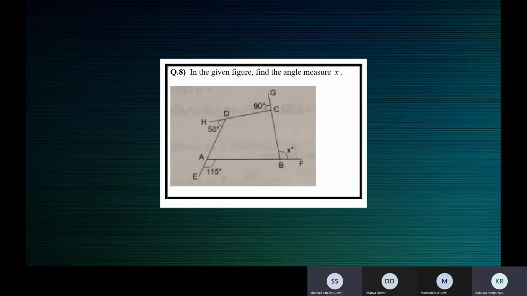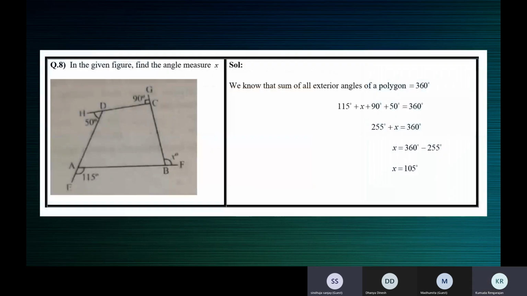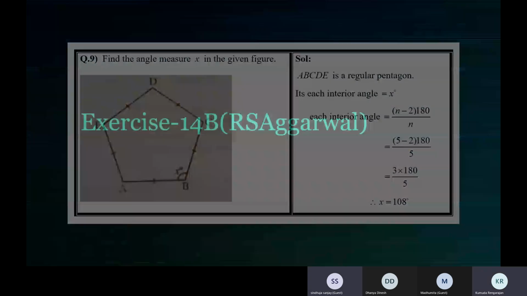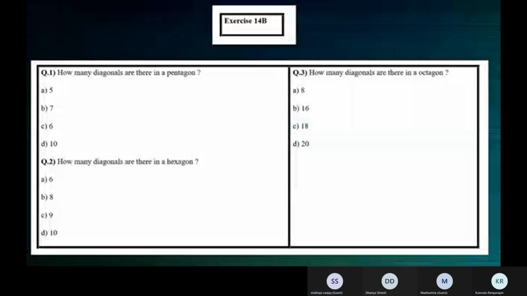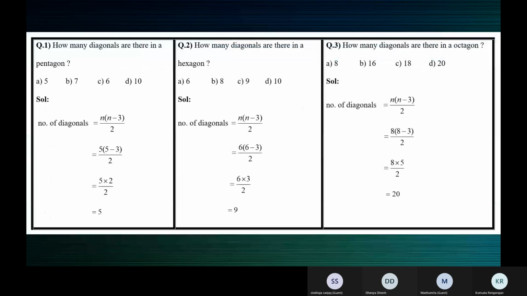Okay. So in this figure, find the angle measure x. You can use the property straight away. You can see what is ABCD. Ma'am, we have completed this one also. Oh, really? Yes, ma'am. Then I think we can start off with a new topic, quadrilaterals, meaning understanding the properties of special quadrilaterals.